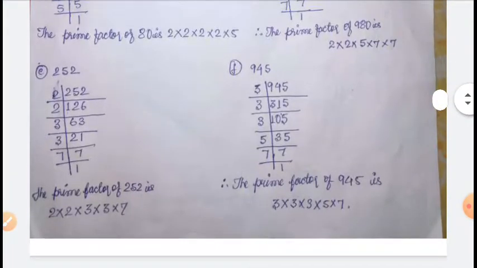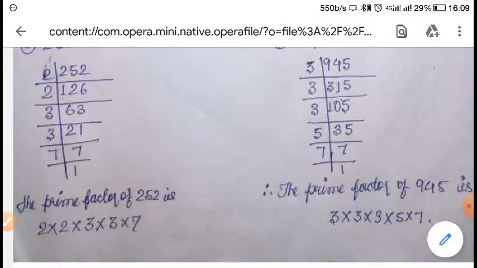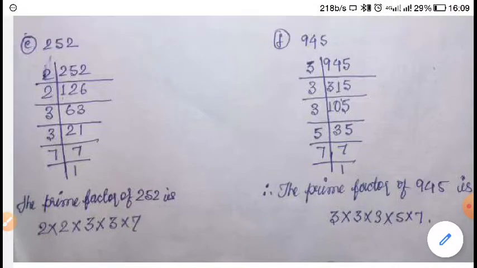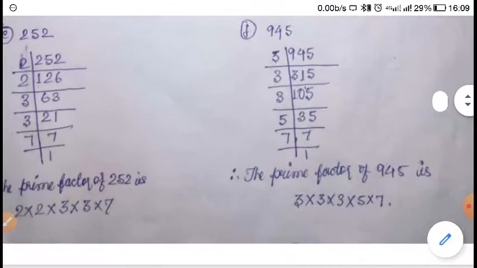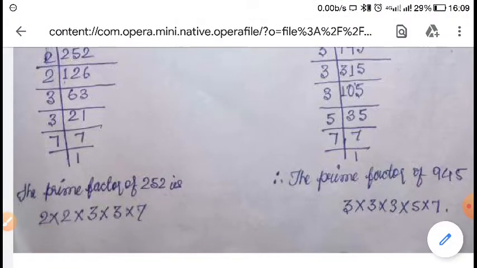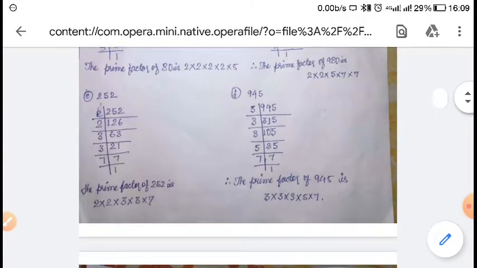You can again see 252. It is the same: 2 into 126 is 252. Again 2 into 63 is 126. Again 2 into 3 into 21 is 63, and 3 sevens are 21, 7 ones are 7. Again you can write the prime factorization will be 2 into 2 into 3 into 3 into 7. I hope all of you have understood this.